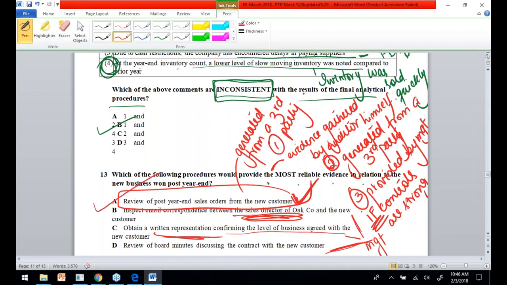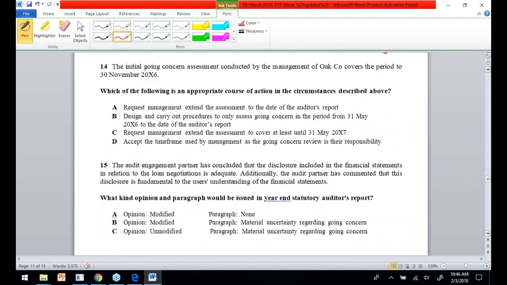A review of board minutes, and this is also provided by the management, as in the board of directors. The correct option was A, which would provide the most reliable audit evidence in relation to new business won post year end. A review of post year end sales orders. Questions? All right.